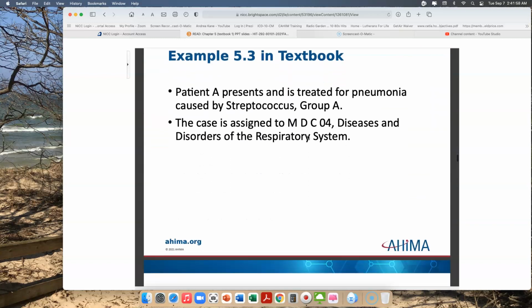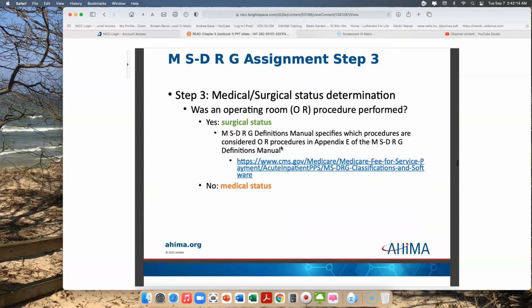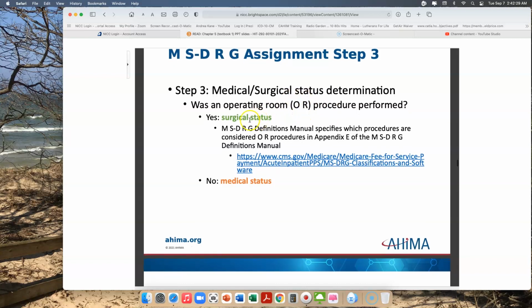So, example in your textbook, patient A presents and is treated for pneumonia caused by Streptococcus group A. Cases assigned to MDC-04, diseases and disorders of the respiratory system, because the pneumonia is what's driving it. It's that principal diagnosis. Step 3, medical surgical status determination. Was an OR procedure performed? And by this, they mean inpatient OR, not an outpatient procedure, but an inpatient operating room procedure. If it's yes, it's going to be a surgical status. If no, then it's always going to be a medical status.